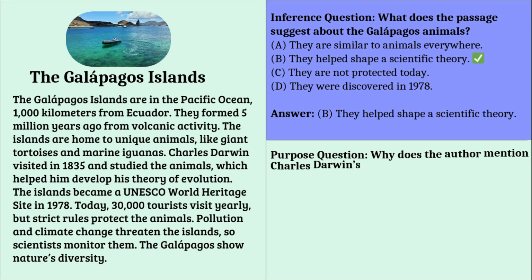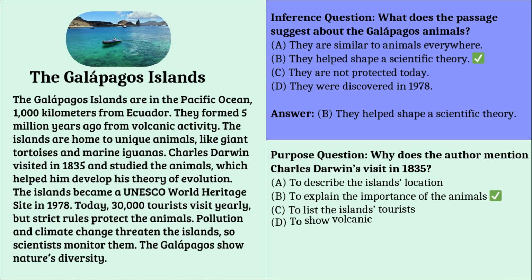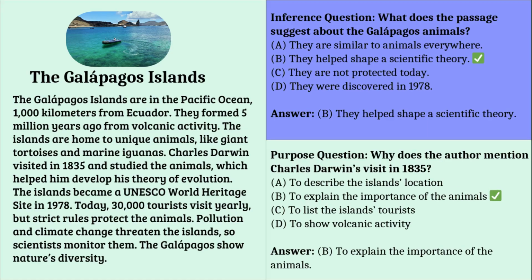Finally, a purpose question. Why does the author mention Charles Darwin's visit in 1835? A. To describe the island's location. B. To explain the importance of the animals. C. To list the island's tourists. D. To show volcanic activity. Darwin's visit is linked to his study of the animals and his theory of evolution. This highlights the significance of the unique animals. So, B is the correct purpose.